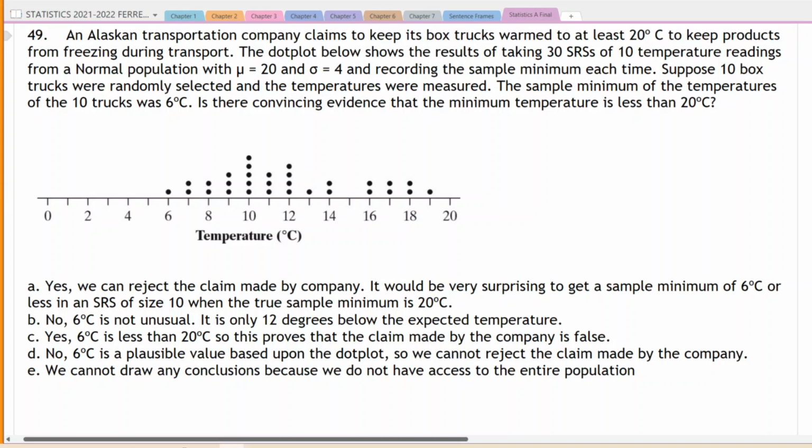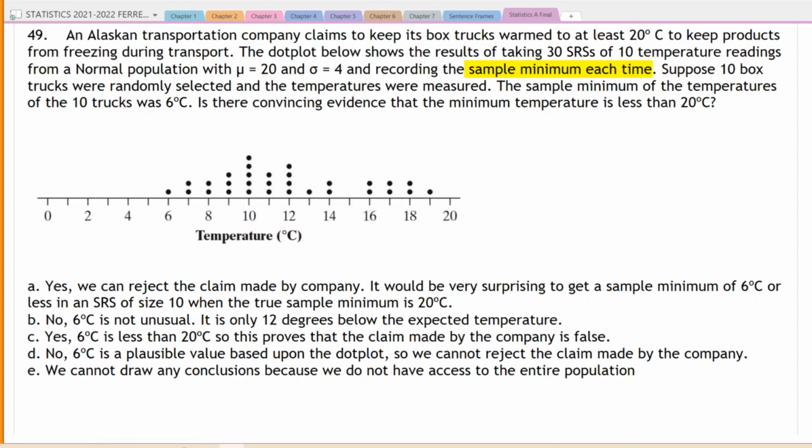Each dot is also recording the sample minimum each time. So these are the sample minimums from 30 samples of 10. Now, the population that it was drawing from had a mean temperature of 20 and a standard deviation of 4.